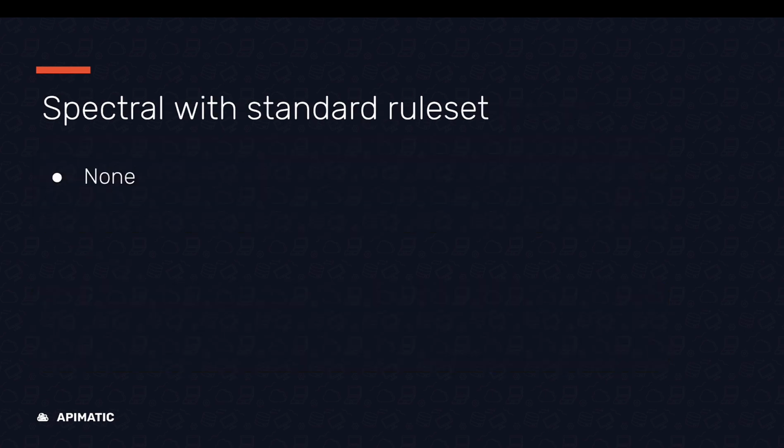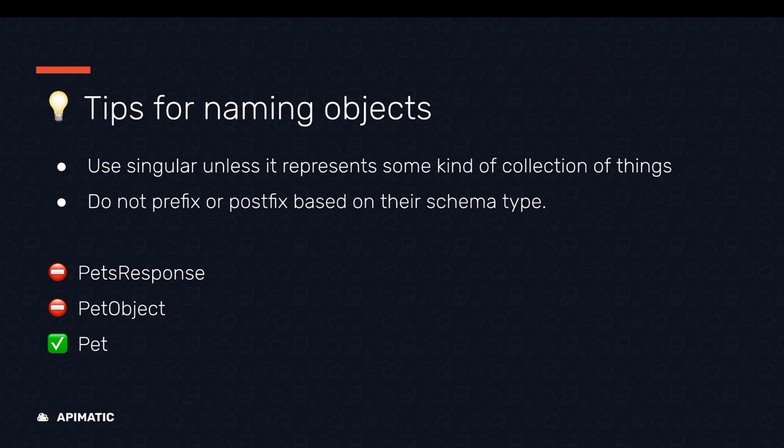Again, sorry, Spectral doesn't catch this with their standard rule set. So our tips: basically, make it a singular unless it represents a collection, and don't attach a schema type to it. Like I've called things like pet object or pet string. We don't want to do that. It's just a pet. So let's keep it simple for developers.